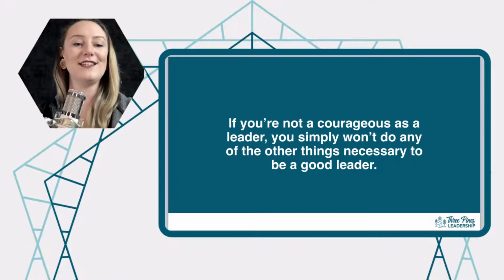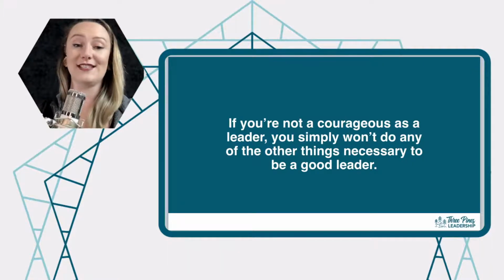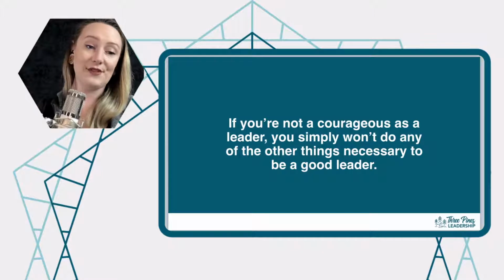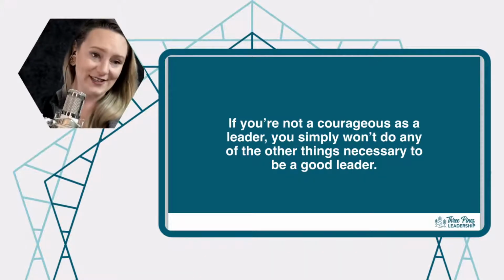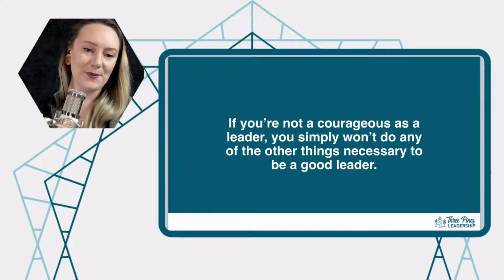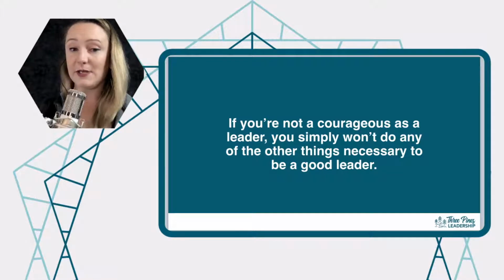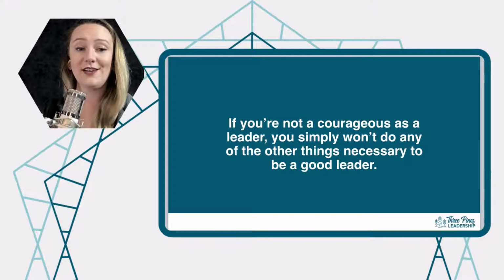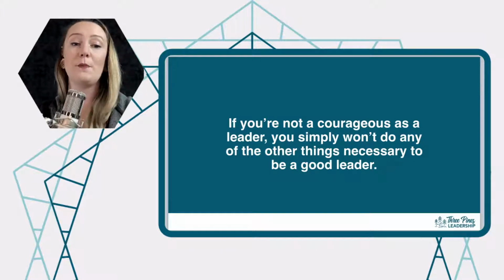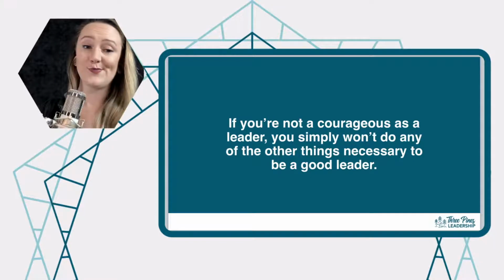If you're not courageous as a leader, you simply won't do any of the things necessary to be a good leader. You won't take appropriate risks because you're afraid of missing the mark. You won't suggest new ideas because you're afraid they'll be shot down. And you won't take bold action because you might be judged by others.